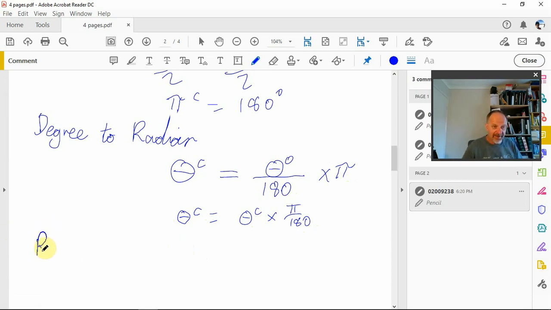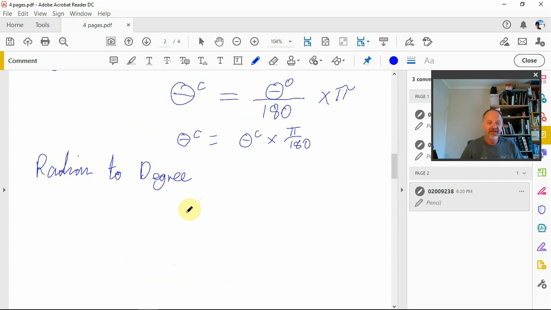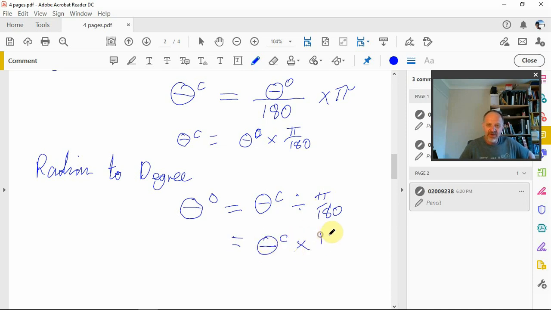And if we want to go the other way, to degree, then to get our angle in degree, we take our angle in radian, and we divide it by that pi on 180, which often you will see written as 180 over pi.